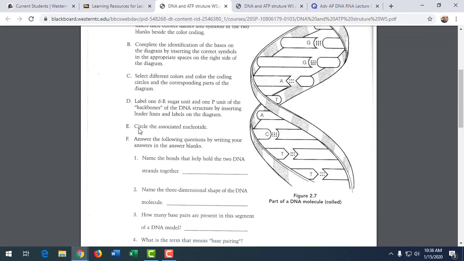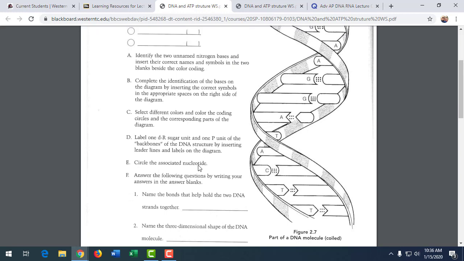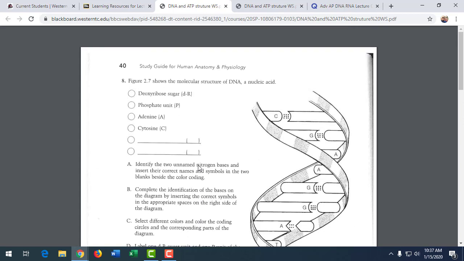Okay, and then circle the associated nucleotide. So a nucleotide, remember, is made up of a nitrogen base, a phosphate, and a sugar. So you could just circle one of these. If we just circle this here, including this phosphate, this sugar, this nitrogen base, we've just circled those three parts, draw a line, and that's a nucleotide. Remember, that's the repeating unit of a DNA molecule, that sugar, phosphate, nitrogen base little piece.